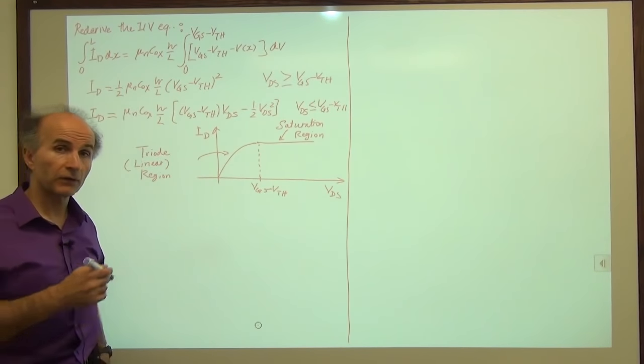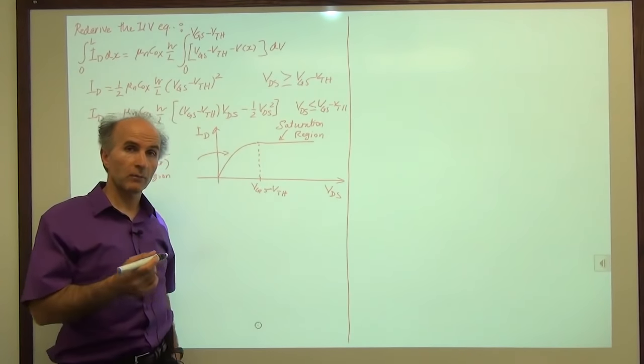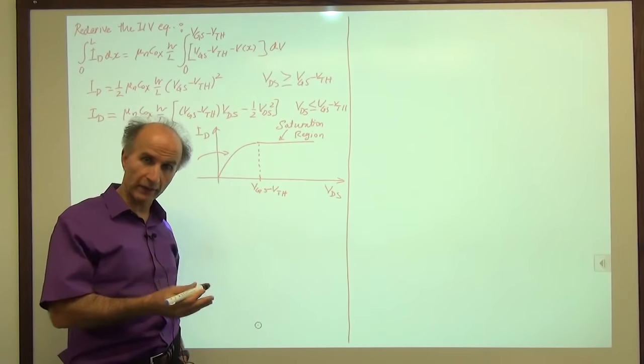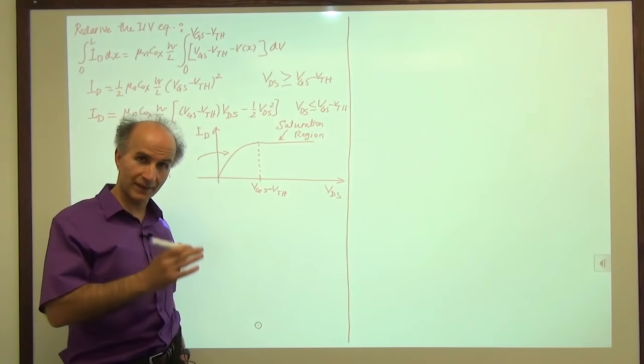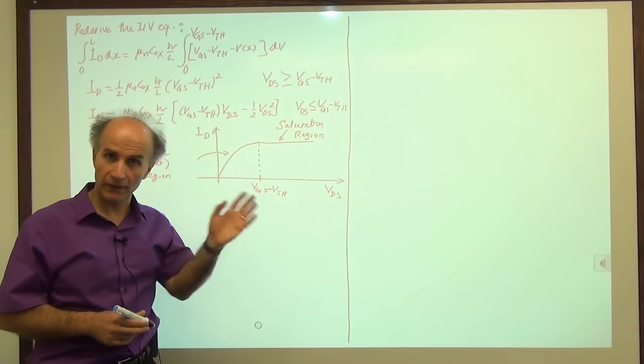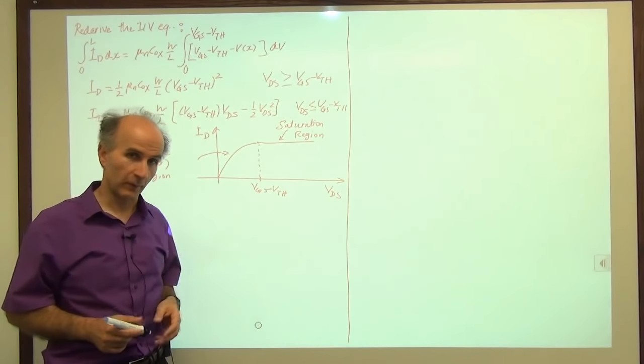Of course, there's a third region of operation, and that's when the MOS device is off. If the gate voltage is low enough, if the gate-source voltage is less than one threshold, the device is off. We don't have anything, no current, nothing. It's an open circuit, as we saw before.